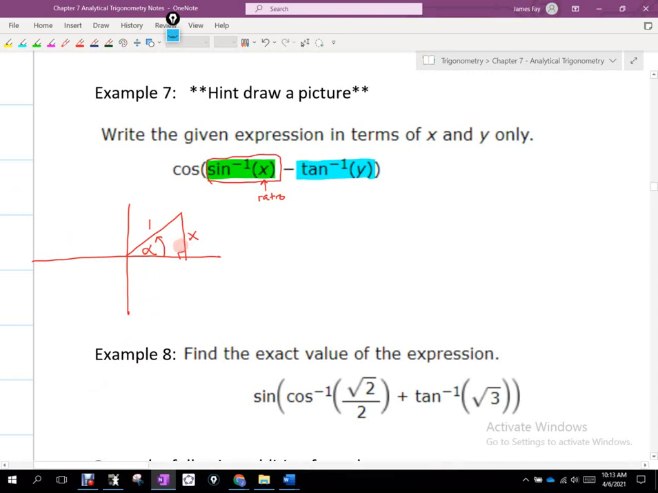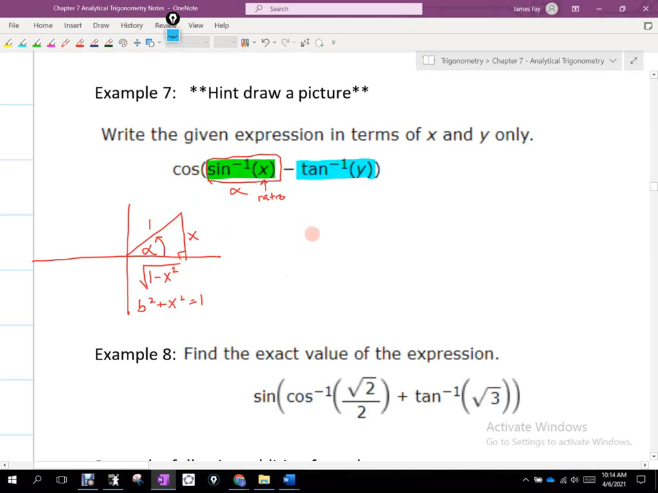Now, we can either do this now or we can do it later, but we're going to need this distance right here. So the Pythagorean Theorem tells me that distance should be the square root of 1 minus x squared. And that's saying if I called that distance b, we could say b squared plus x squared equals 1 squared. Solve for b, and it gives you that. Is that okay with everybody? So that sine inverse of x, the input of the ratio of x over 1, is going to output alpha.